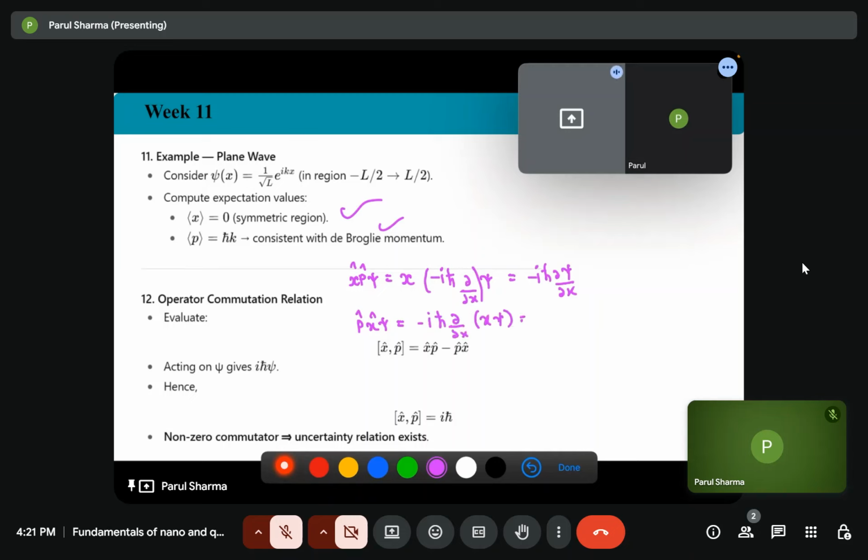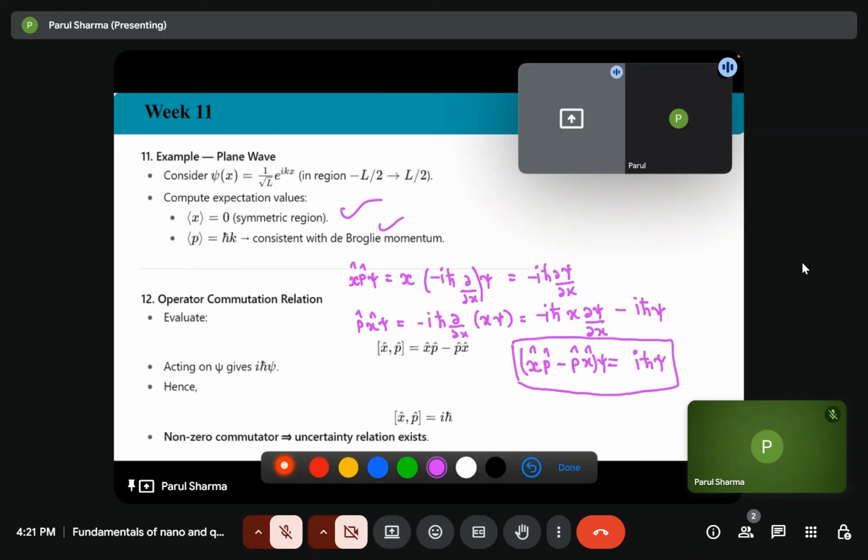So we'll apply the product rule here. Minus iota h cross x del psi by del x minus iota h cross psi. So if we subtract px from xp, it will give us iota h cross psi.